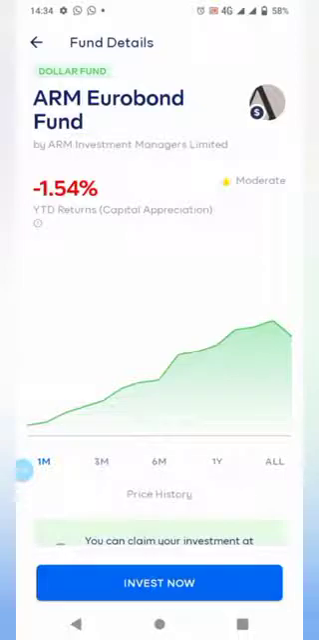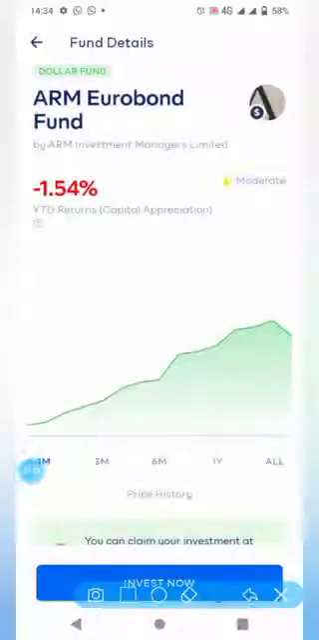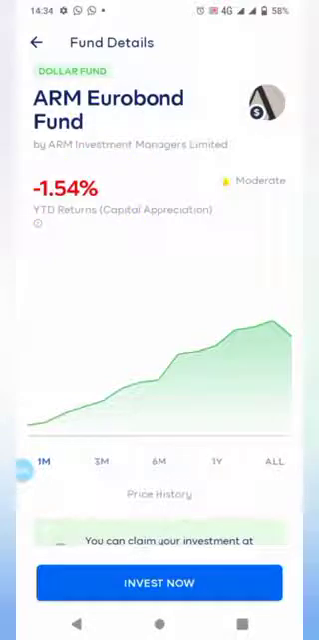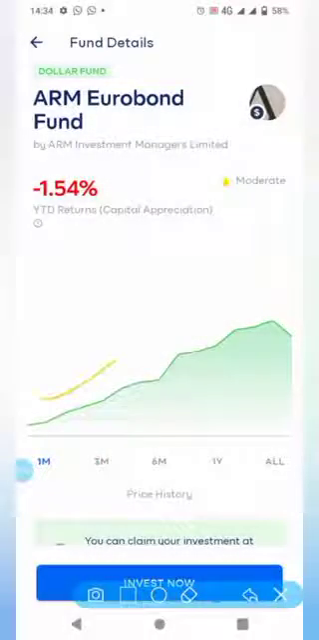The year to date return of this Eurobond is about negative 1.54%. So this one has been down for some time. All through last year it was kind of down. And let's take a look at the chart of this Eurobond. This is the 1 month chart. We can see that it gradually climbed. It was gradually climbing until it's dipping at the moment.